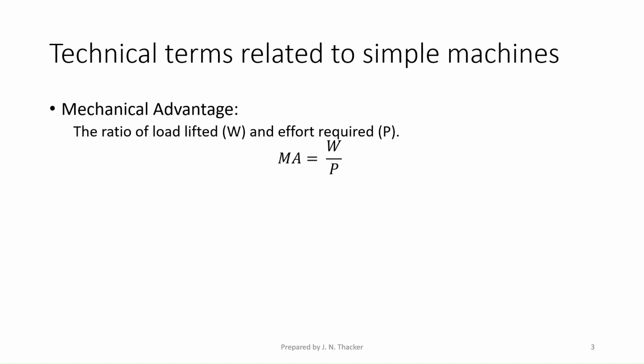So, the first one is mechanical advantage. It is the ratio of load lifted, that is W, and effort required, that is P. So, mechanical advantage MA is W by P, where W is the load lifted by the machine and P is the effort put in by you, right? So, mechanical advantage is W by P.